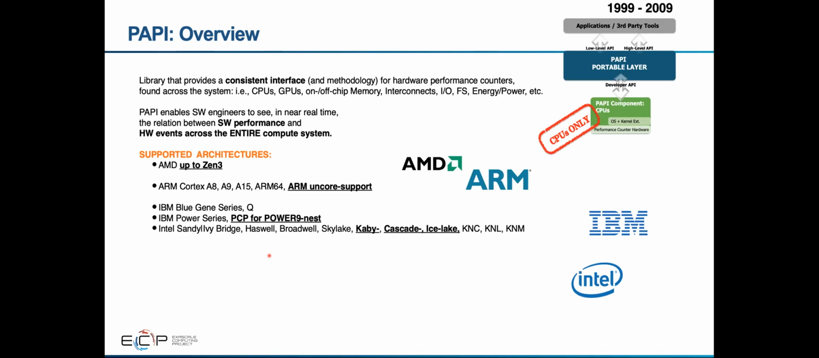So PAPI is a long-running project with more than 20 years of longevity. When the project was started back in 1999, PAPI only supported CPU hardware counters, as these were the only ones available at that time. Today, PAPI supports CPUs from different hardware vendors ranging from AMD, ARM, IBM, and Intel.